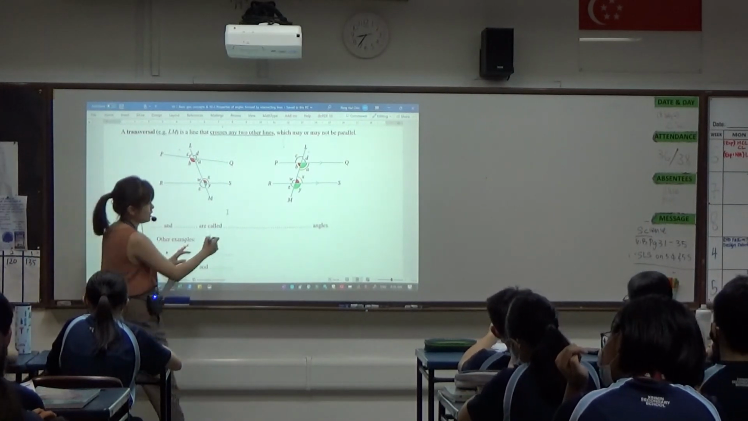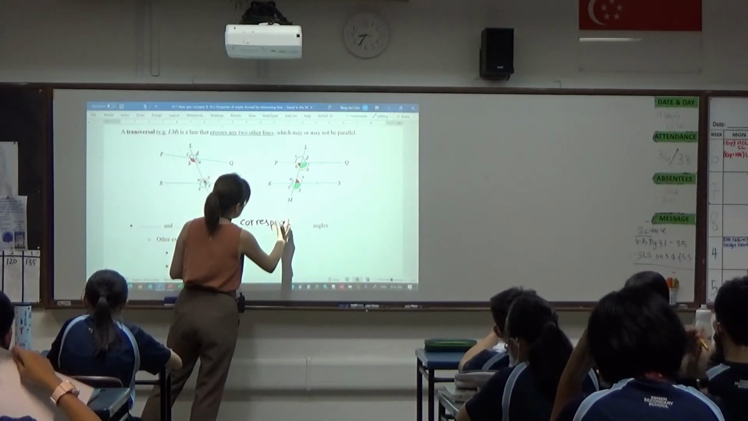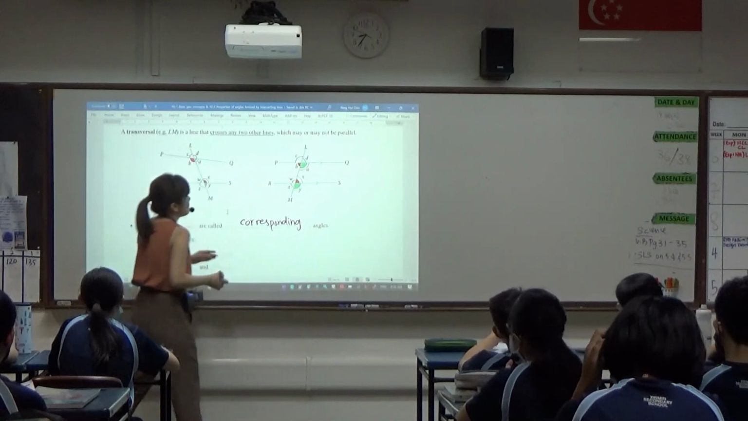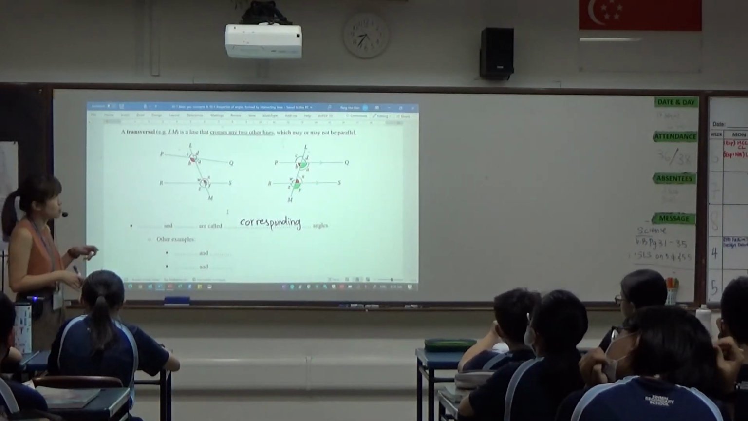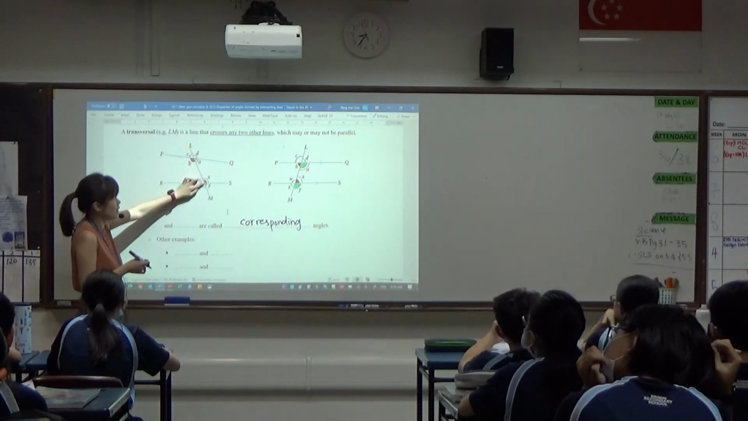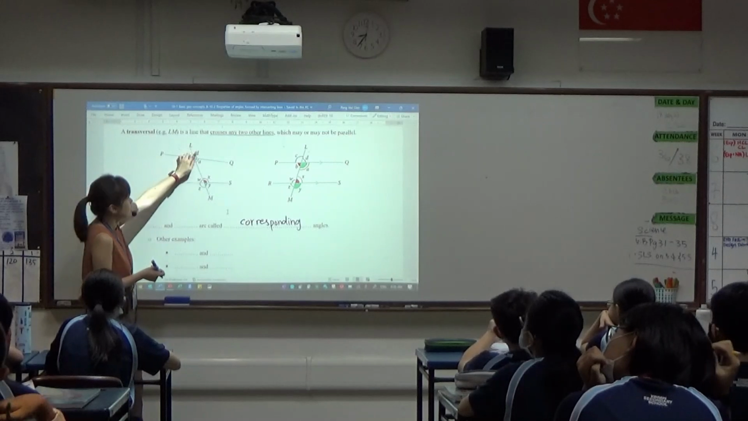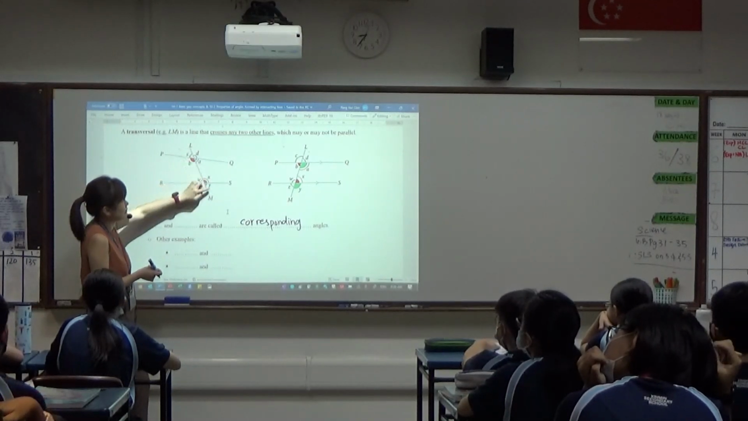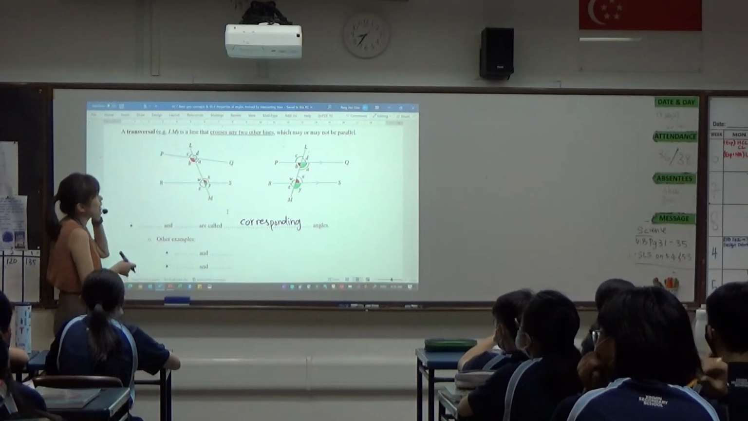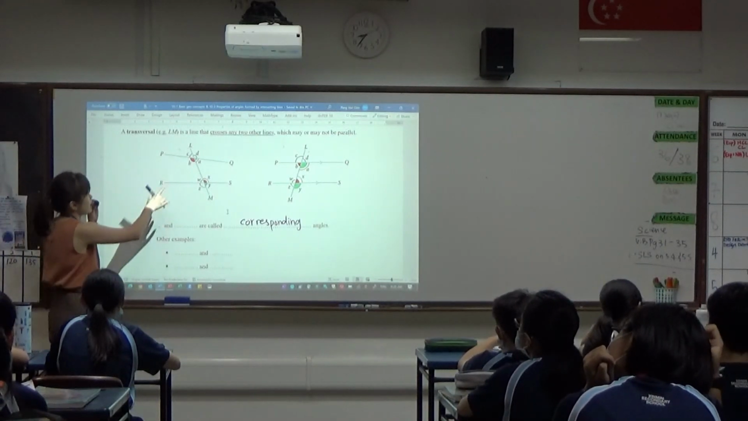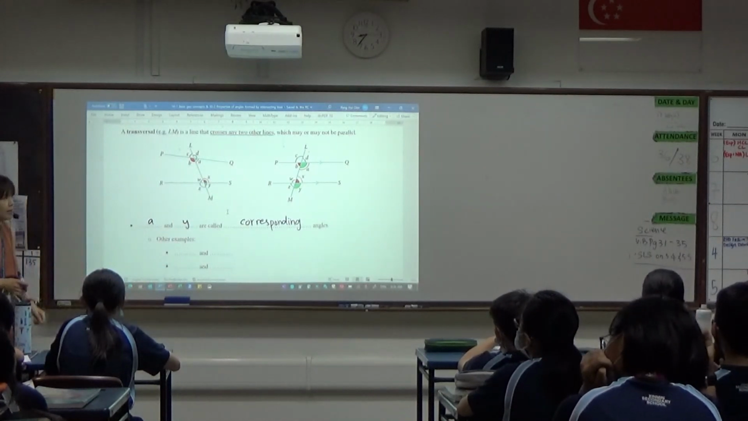The first point is to identify your corresponding angles. For corresponding angles, relate it to corners, and it must be matching corners. Around a certain point, the top left hand corner will match with the top left hand corner, top right with top right, bottom right with bottom right, and bottom left with bottom left. One of the pairs we can recognize is angle A and angle Y.